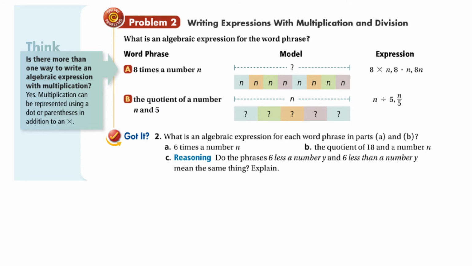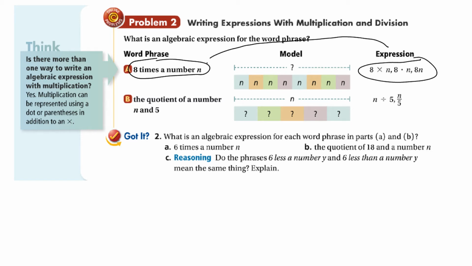Now we have problem 2, writing expressions with multiplication and division. We have the word phrase 8 times a number n. They show us as a model, and then we get to our expression. Can be written any of those ways. In Algebra 1 in high school, the 8 with the n beside it is the preferable way to write it.